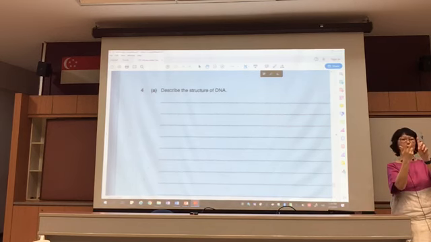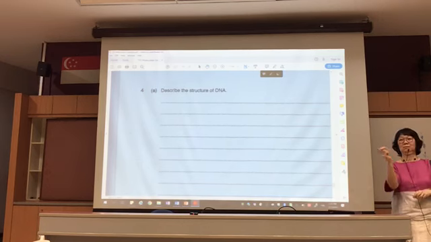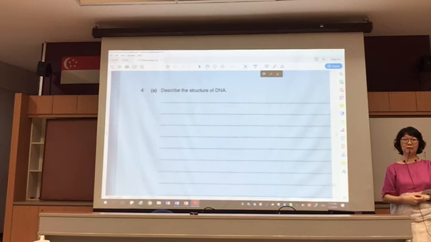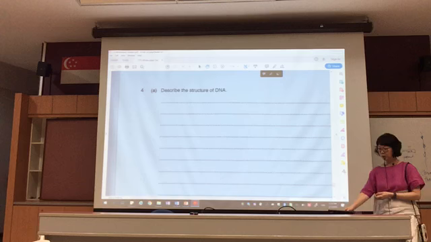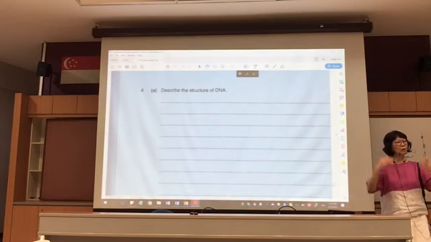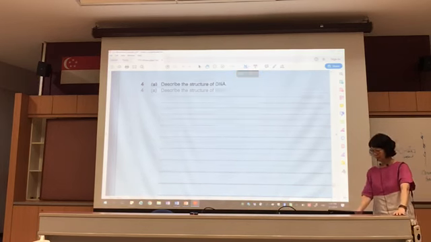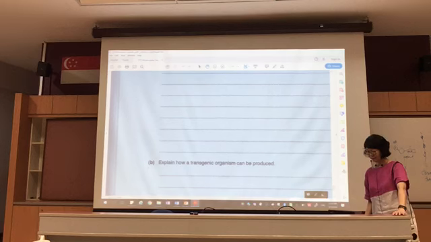Each nucleotide consists of 3 things, right? Sugar, phosphate, base. Then 4 bases. And the complementary base pairing. And the 2 strands are linked, and then twisted into a double helix. So that is the structure. So if you go by 1, 2, 3, 4, you won't miss out. You will get your 5 marks, I think.